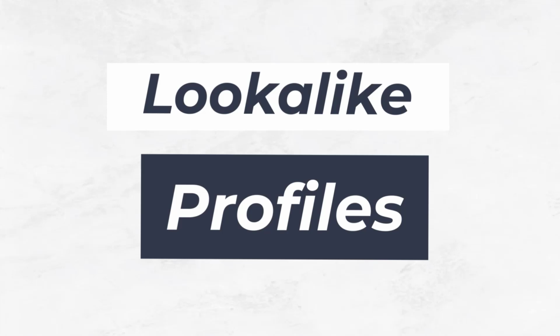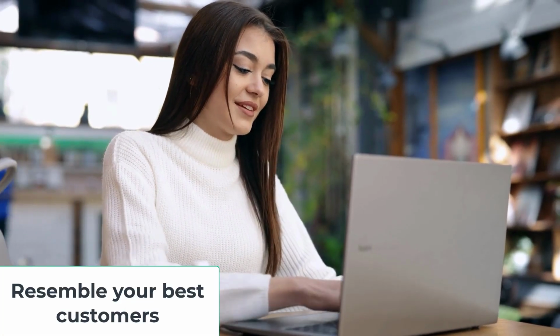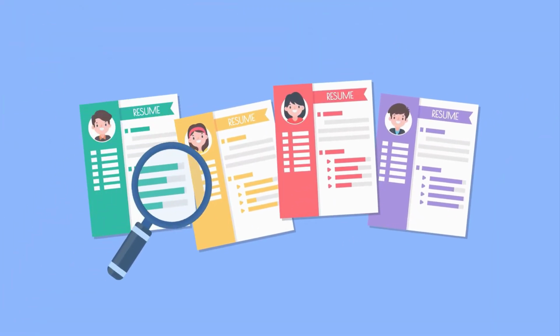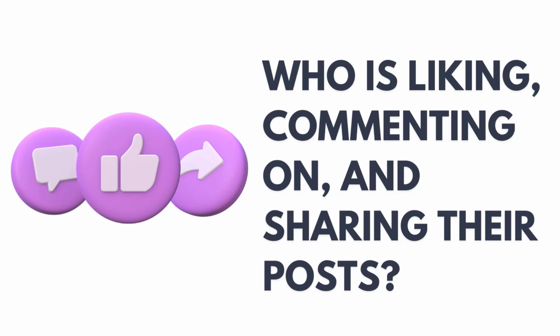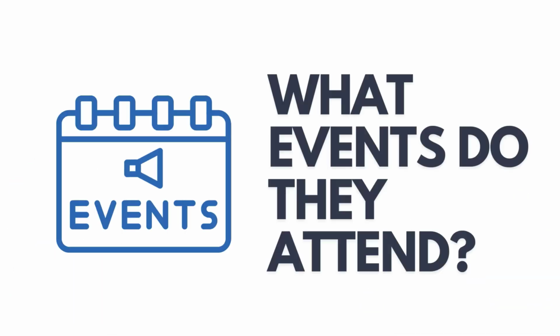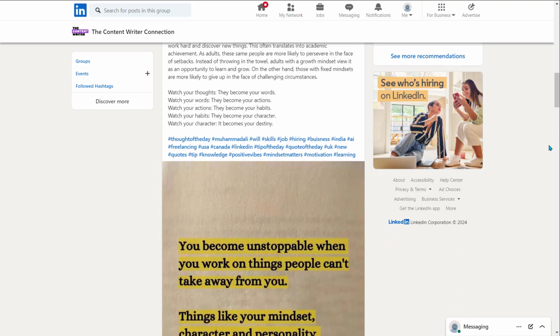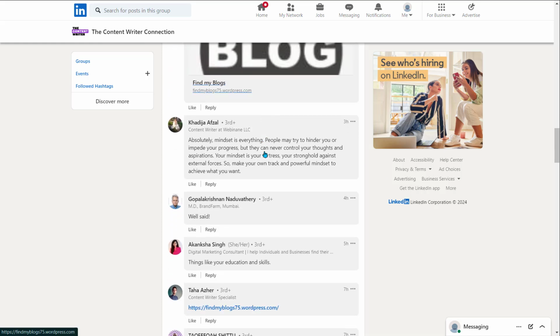Lookalike profiles. Another effective way to find ideal prospects on LinkedIn is to identify individuals who closely resemble your best customers or are influential in your industry. These lookalike profiles can lead you to more people who share similar characteristics and are likely to be interested in your products or services. Take note of the following. Who is liking, commenting on, and sharing their posts? What groups do they belong to? What events do they attend? By exploring the networks of your ideal customers and industry influencers, you can uncover new ways to connect with similar individuals who could benefit from your products or services.